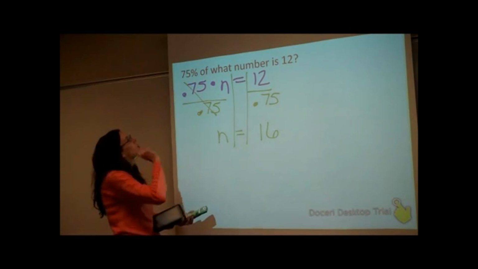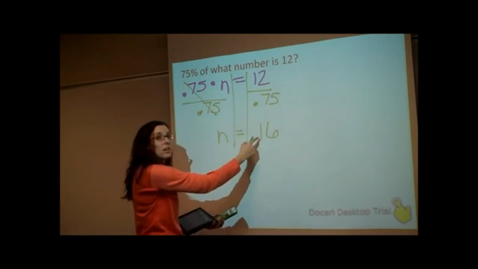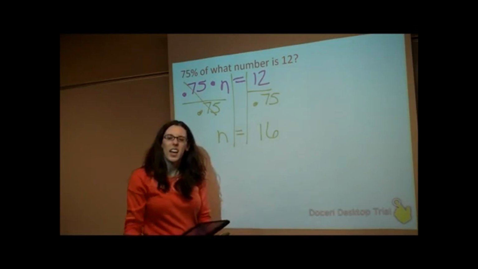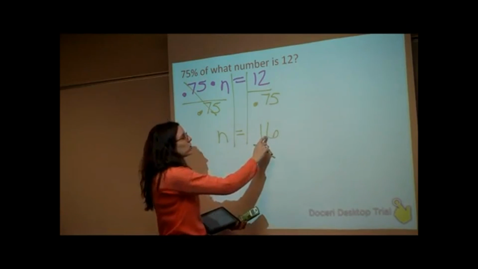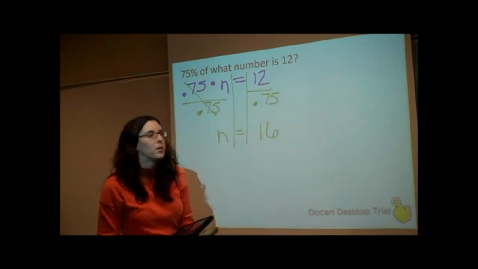16. So if we go back and look, 75% of 16 is 12. Yeah, that would make sense. About 3/4 of 16 would be 12. Alright?